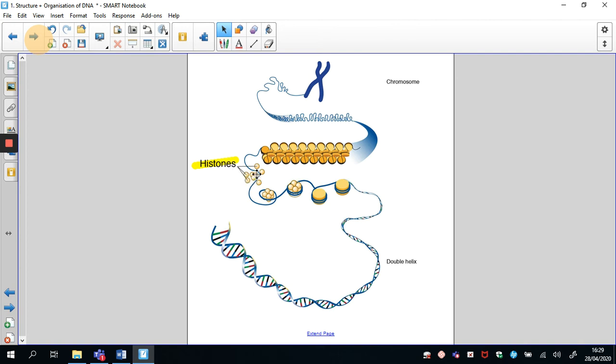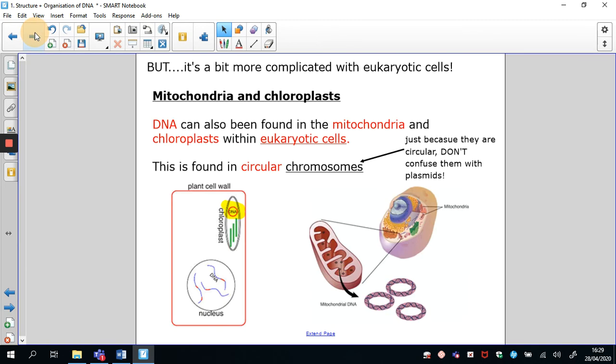Okay, so can you see these? All these little things here make up these, which are called histones. And hopefully you can see it's wound round these. That's all you need to know. Don't worry about how many there are and how they are organised. DNA in eukaryotic cells is wound around histones.